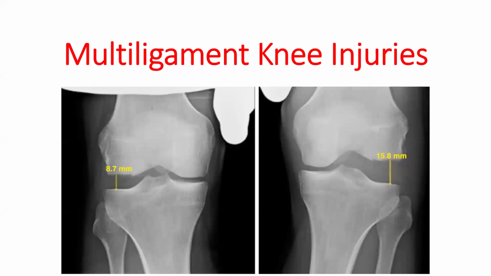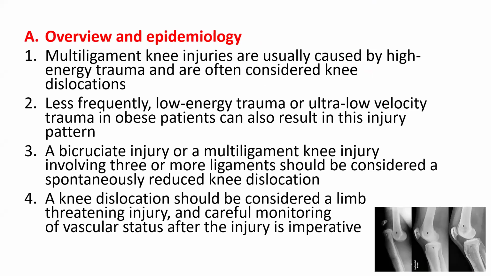Multi-ligament knee injuries are usually caused by high-energy trauma and are often considered knee dislocations. Less frequently, low-energy trauma or ultra-low velocity trauma in obese patients can also result in this injury pattern. A bicruciate injury or a multi-ligament knee injury involving 3 or more ligaments should be considered a spontaneously reduced knee dislocation. A knee dislocation should be considered a limb-threatening injury, and careful monitoring of the vascular status after the injury is imperative.